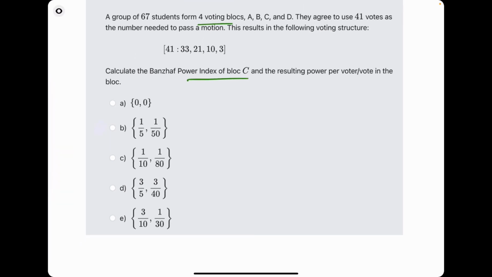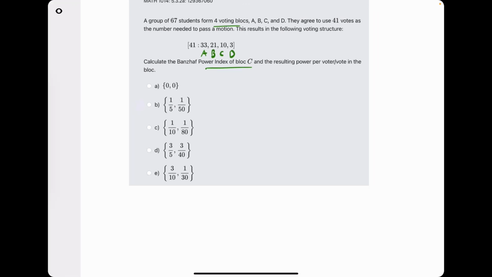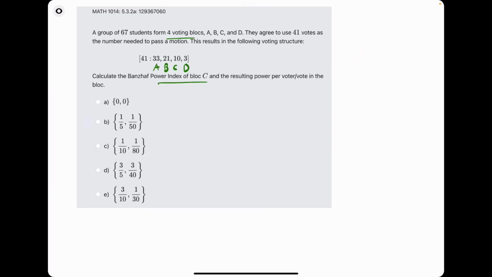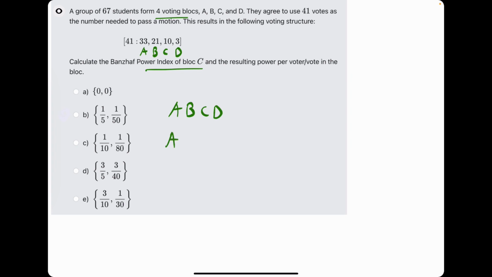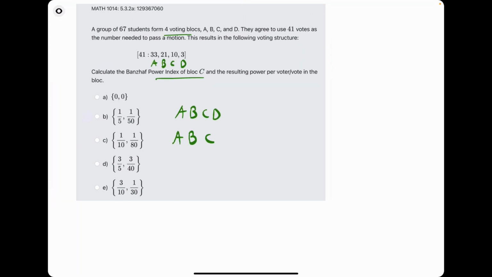Okay, so I'm just going to call this A, B, C, and D, labeling those votes. Let's go ahead and just find the Banzhaf power index and see if that is all we need to do. So I'm going to list all the winning coalitions. Let's start with A, B, C, D. Let's keep going with A, B, C. So 33 plus 21 plus 10, that's still greater than 41. Basically, A plus almost any of the others, or really just B and C, will be a winning coalition.